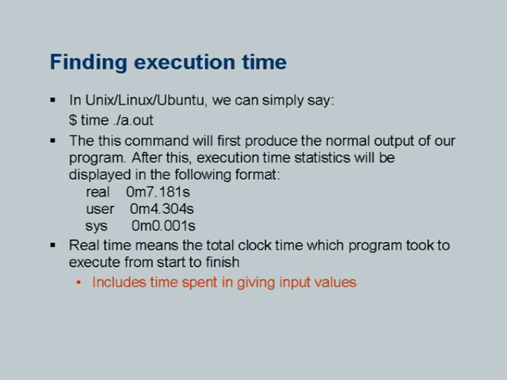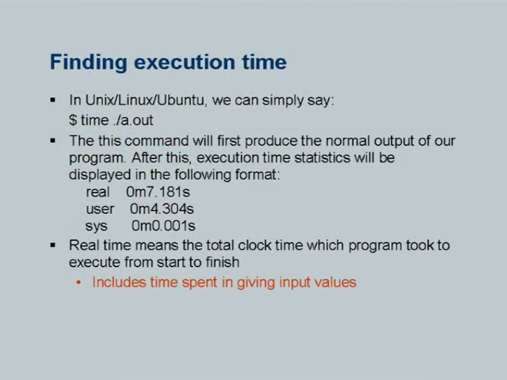So if we say in Ubuntu this command, this will first produce the normal output of the program. That means the program will be executed. But what the computing environment, the operating system, does is whenever the program starts execution, it sets up its internal stopwatch. And that stopwatch keeps clicking and measuring the time. In fact, the operating environment does not have an equivalent of a single stopwatch. It can actually measure separately the time spent by the instructions of my program, as well as the time spent by the operating system itself in the management of input-output, management overhead of executing my program, etc. Typically, the time statistics that is displayed is in this format. So it will show three entries: real, user, and sys.